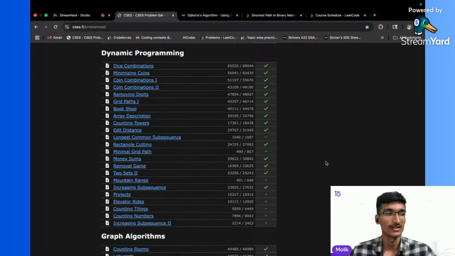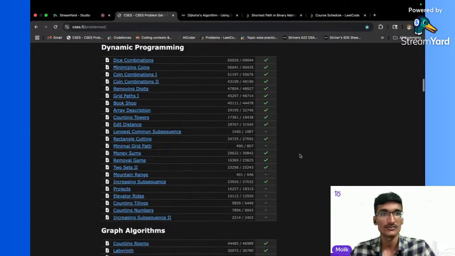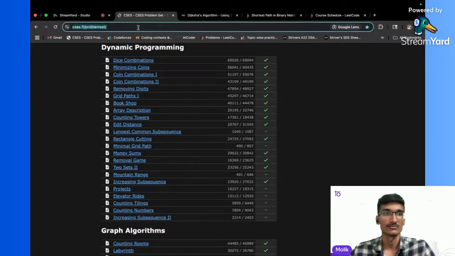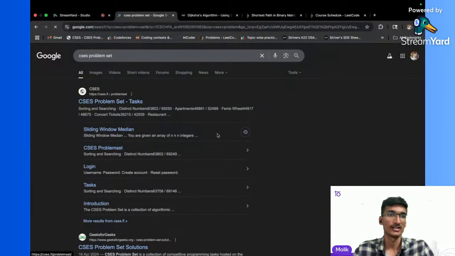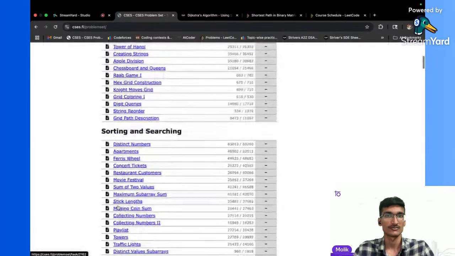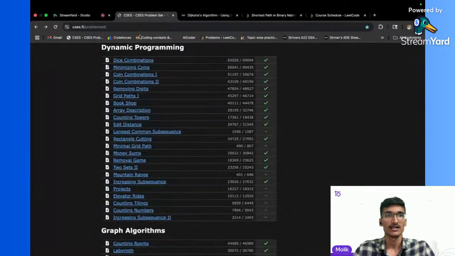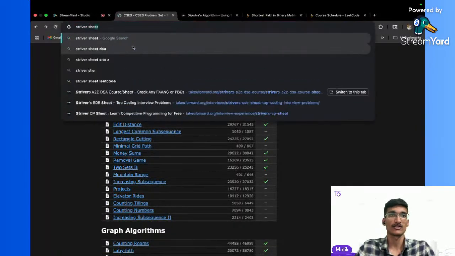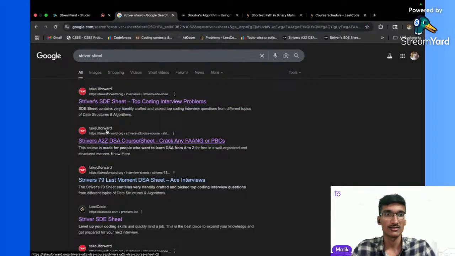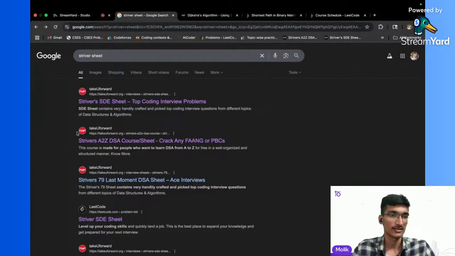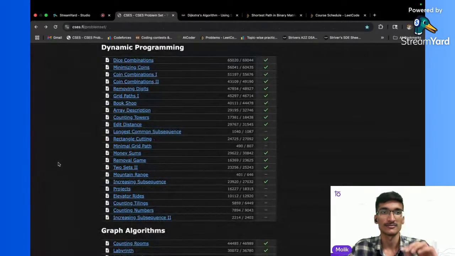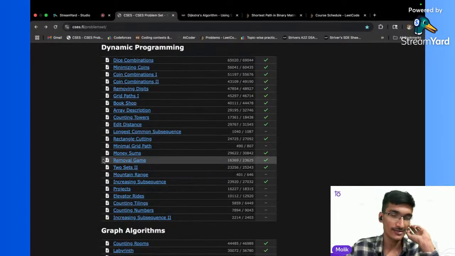You will enjoy these problems. So you can just search CSES problem set. You will get this right away. And even for the Striver sheet, just search it and you will get the link right away. So try solving these.